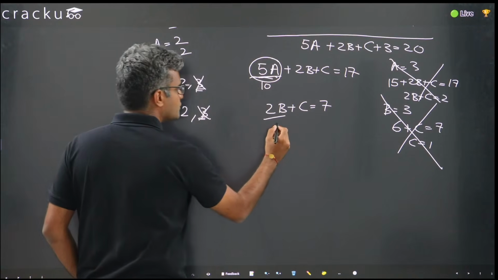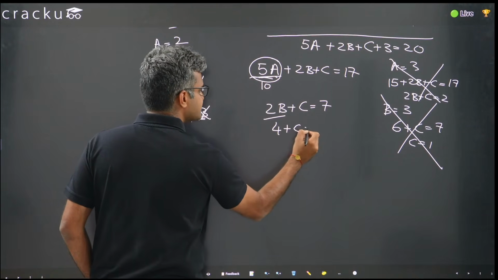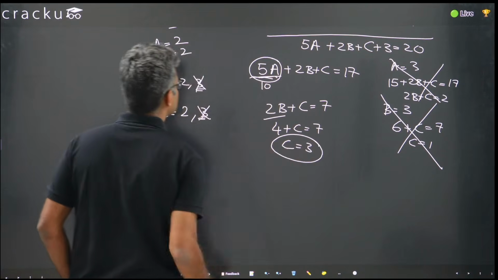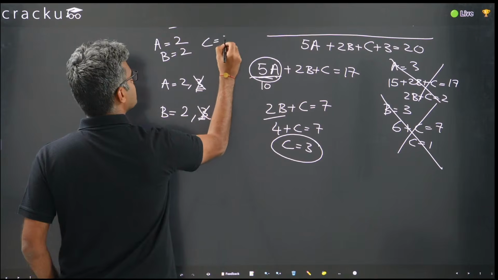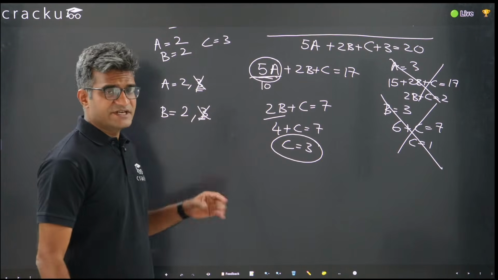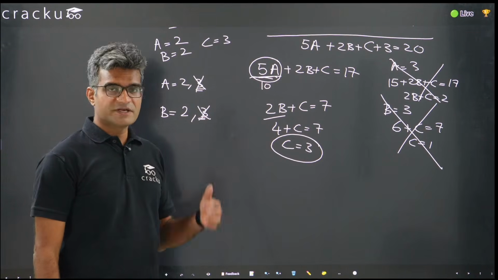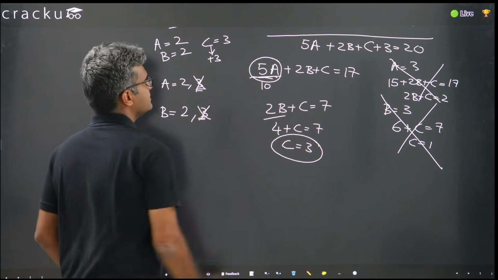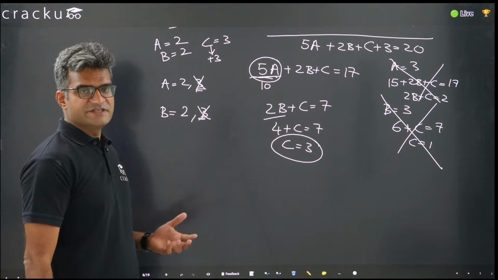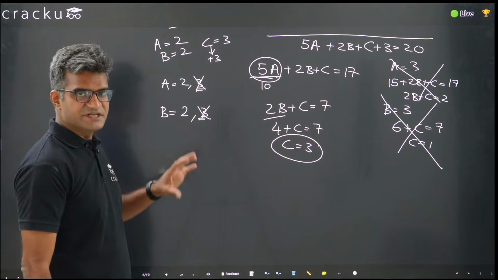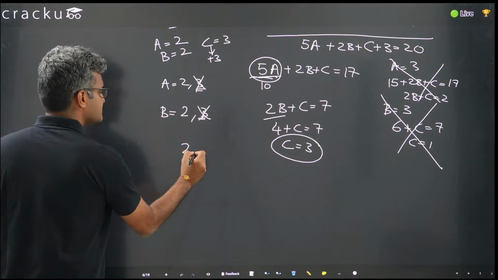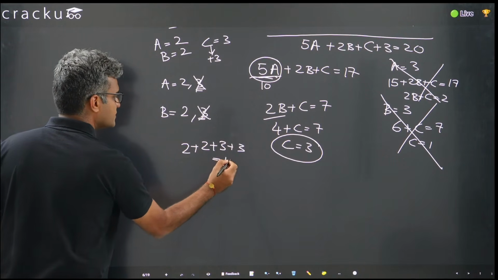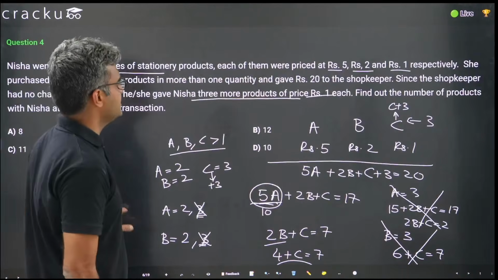If B is equal to 2, 4 plus C is equal to 7, or C is equal to 3. So the value of C will be equal to 3. These are the number of products that Nisha bought initially. But the shopkeeper gave her 3 more products of C because he did not have change. So the total number of products that Nisha took home will be 2 plus 2 plus 3 plus 3, which is equal to 10. This will be option D.